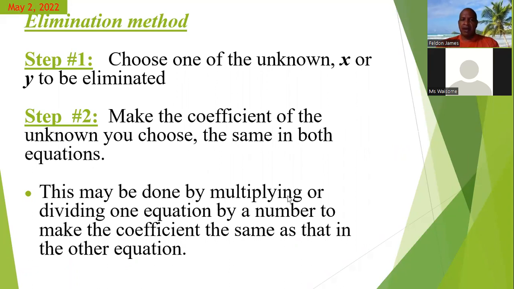You may multiply or divide one equation by a number to make the coefficient the same as the other equation. So you can do one out of two operations when you're making the coefficient the same. You can either multiply by some number or divide by some number. Whichever case is necessary, you can decide whether you're going to divide something or multiply something, as long as the two unknowns become the same, then you would have achieved your goal.